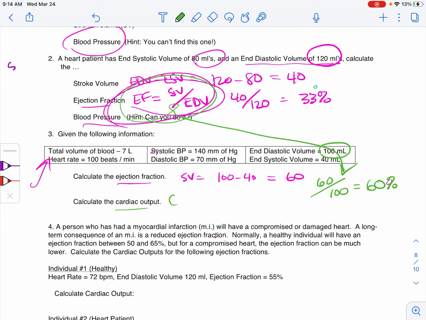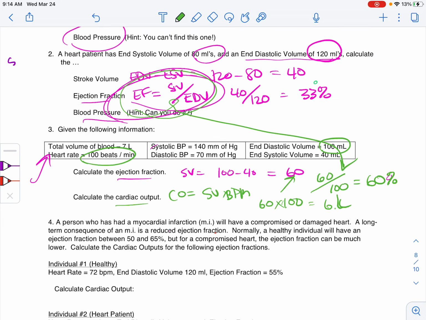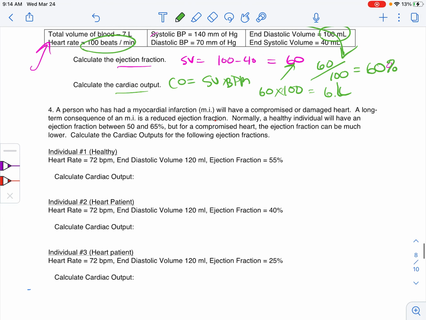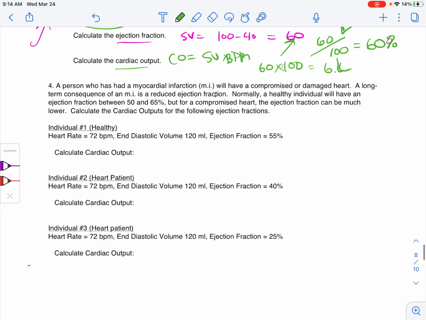Calculate the cardiac output. CO equals stroke volume times beats per minute. I forgot the beat. Okay, so we're going to take stroke volume, which is 60, times our beats per minute, which is 100. We get 6 liters. I thought that's 6,000 milliliters. That is what 6 liters is. I'm just going to go through these really quickly and explain as I go. You're going to have to hit pause if you need to write these down.